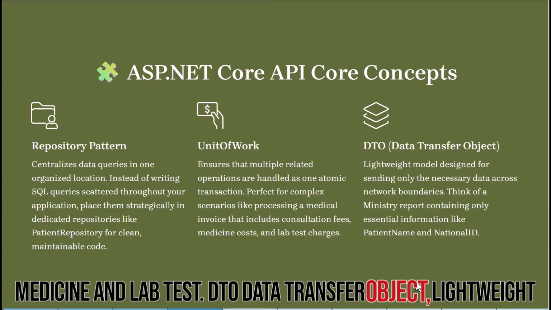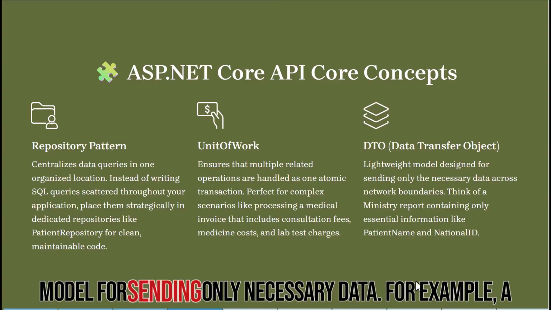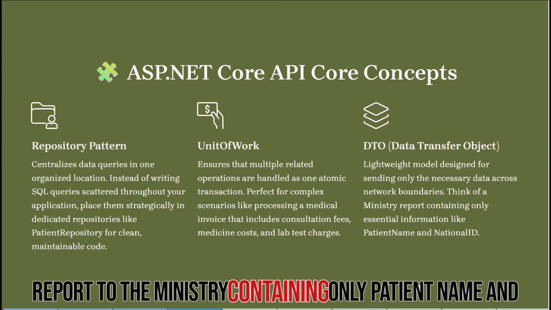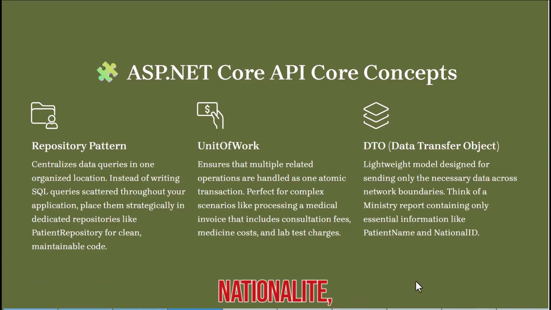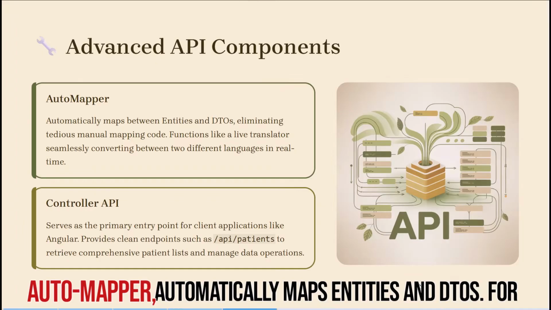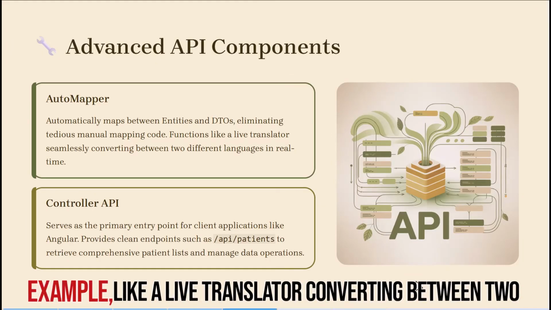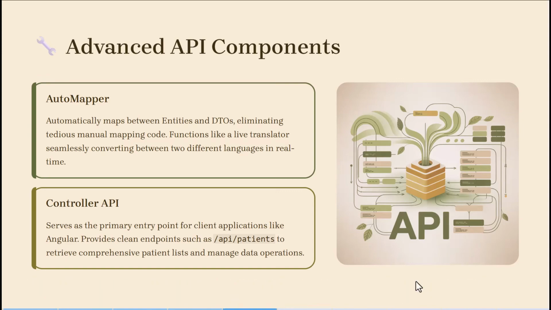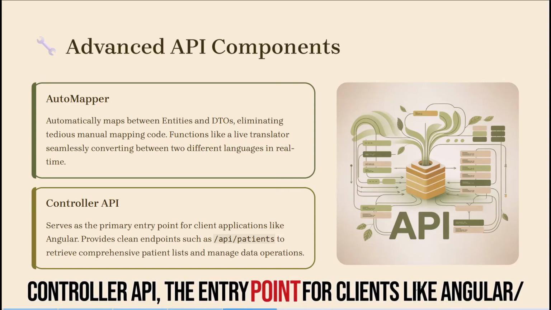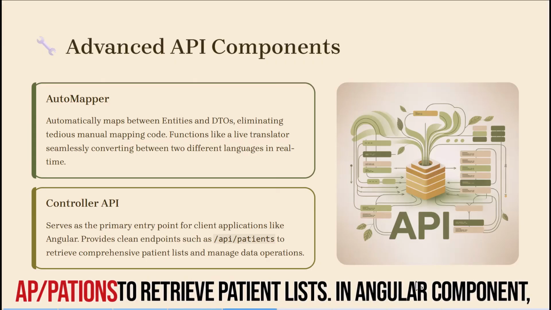DTO, data transfer object: a lightweight model for sending only necessary data. For example, a report to the ministry containing only patient name and national ID. AutoMapper automatically maps entities and DTOs, like a live translator converting between two languages. Controller API: the entry point for clients like Angular, for example /api/patients to retrieve patient lists.